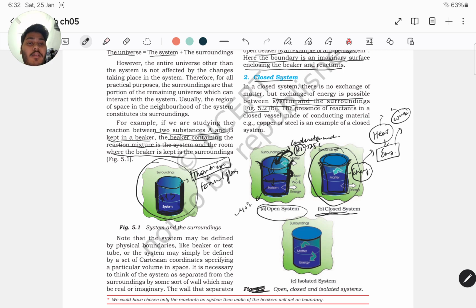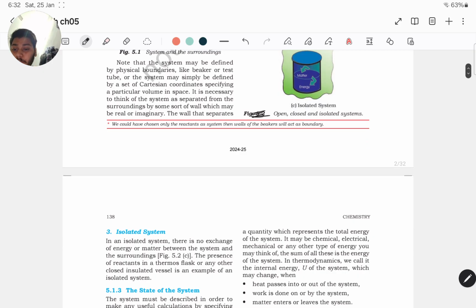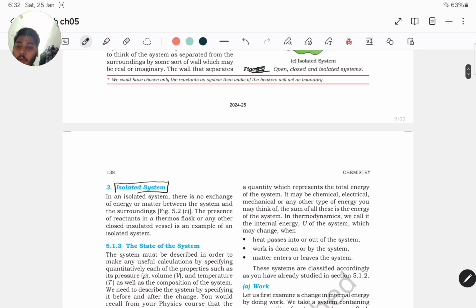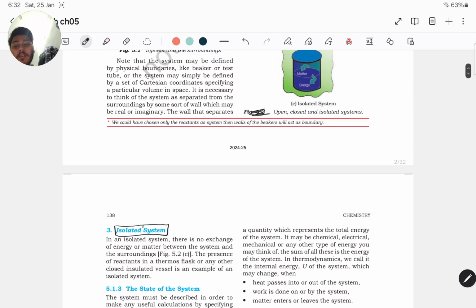Okay, the presence of the reactant in a closed vessel made of conducting material like copper, steel, is an example of the closed system, as I say to you. Then the third is the isolated system. In an isolated system, there is no exchange of energy. As I said at the start, you have to crack the word that is given. Isolated means there is no relation between the system and the surrounding. That is totally different from the other.